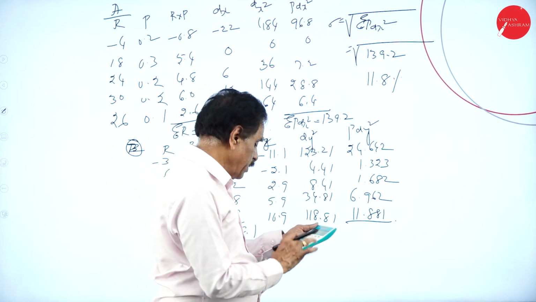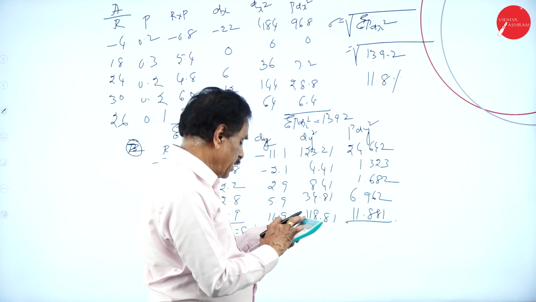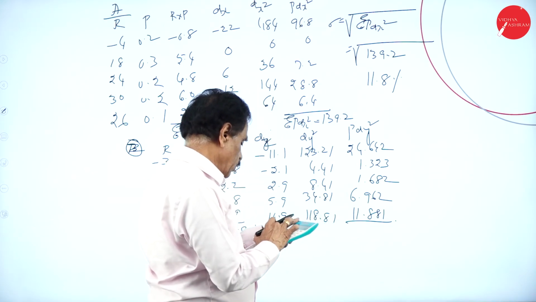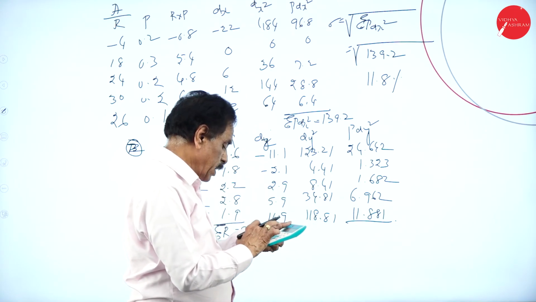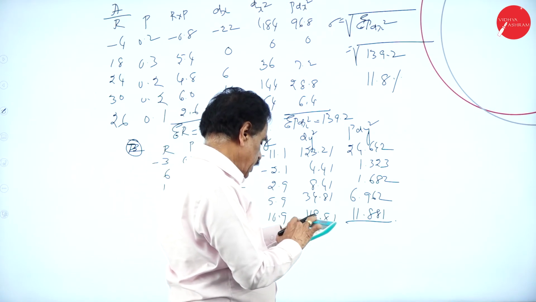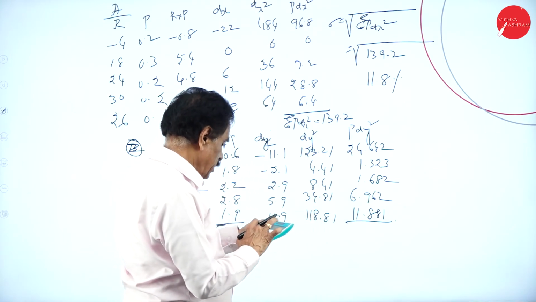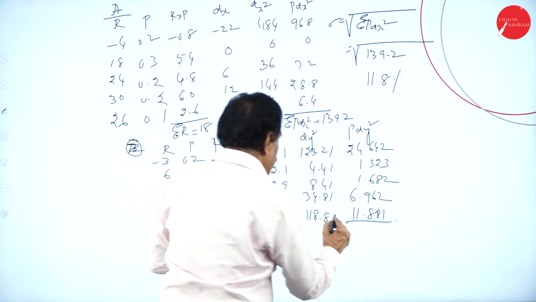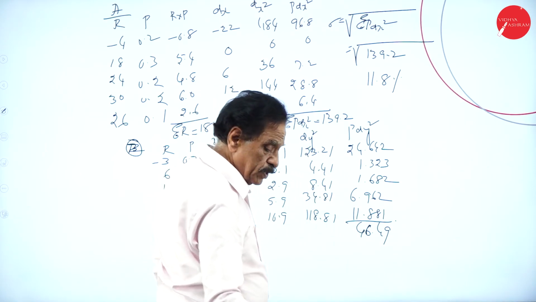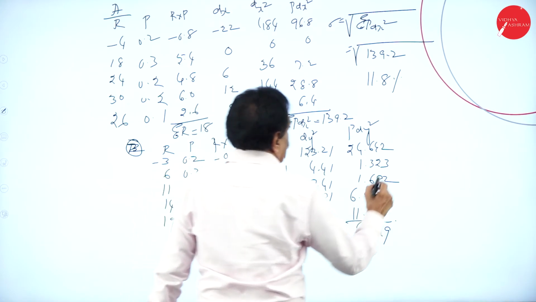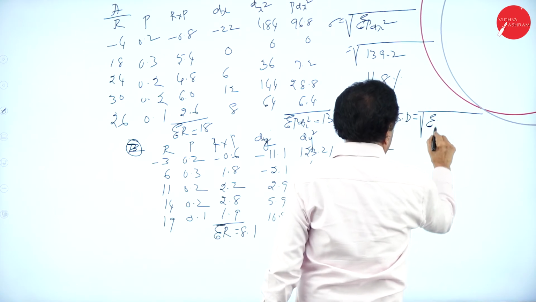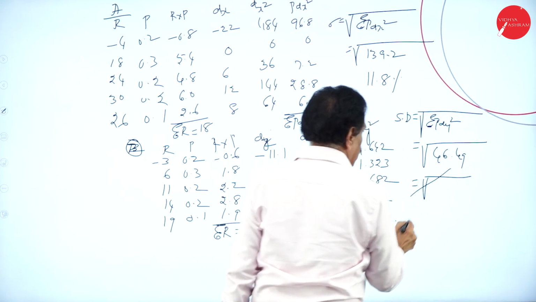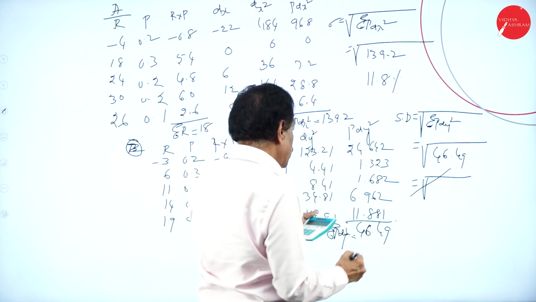Add 11.881 plus 6.962 plus 24.642 plus 1.323 plus 1.682 plus 6.962 plus 11.881, which is 46.49. So sigma PDY square is 46.49. Standard deviation is equal to the root of sigma PDY square, the root of 46.49, which is 6.82%.